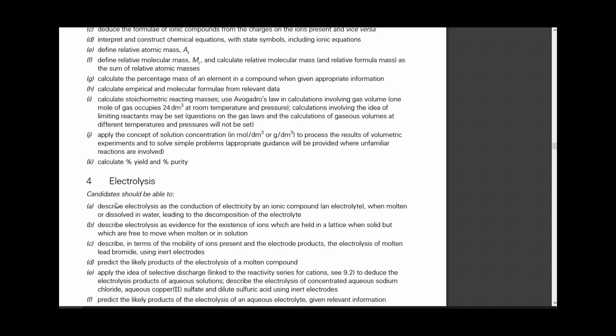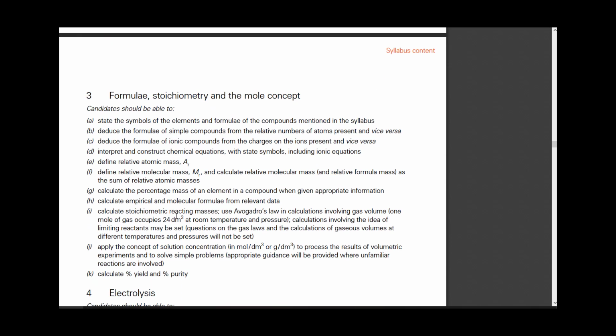Let's have a look at our syllabus. So far we've completed calculate stoichiometry reacting masses. We did use Avogadro's law in calculations involving gas volume: 1 mole of gas occupies 24 dm cube at room temperature and pressure. By the way, this is known as Avogadro's law, that thingy about 1 mole of any gas having a volume of 24 dm cube. Calculations involving the idea of limiting reactants may be set. So we've done questions on the gas laws, and calculations of gaseous volumes at different temperatures and pressures will not be set. So we are done with this clause.